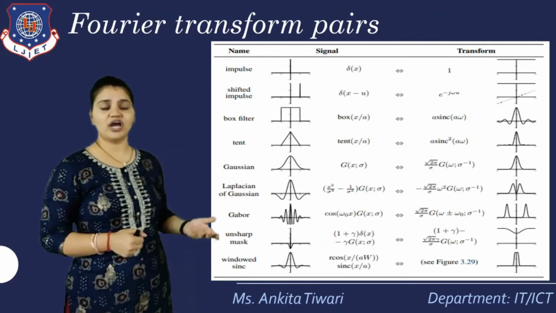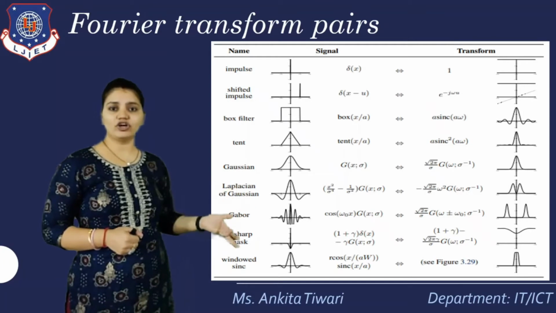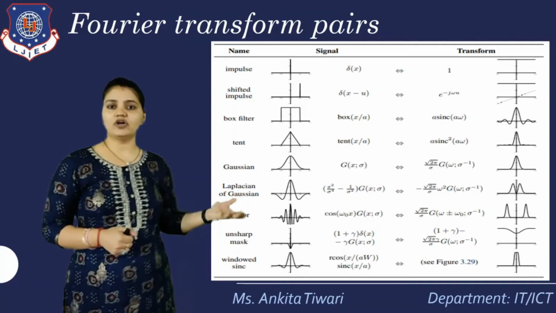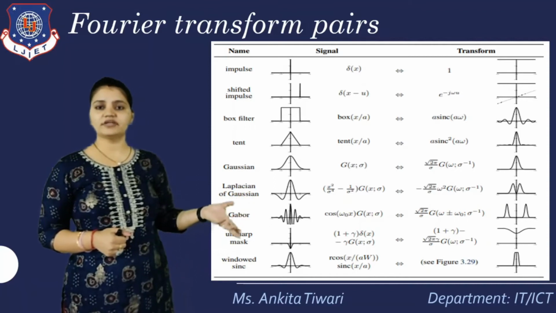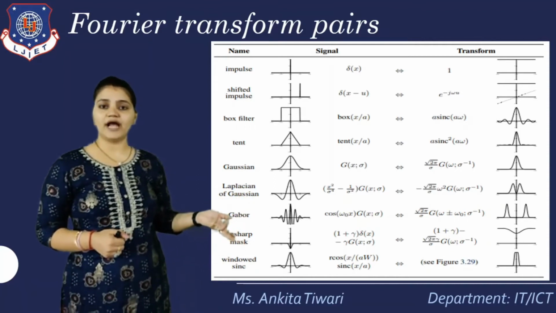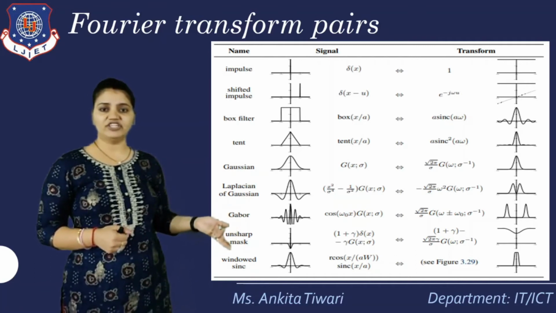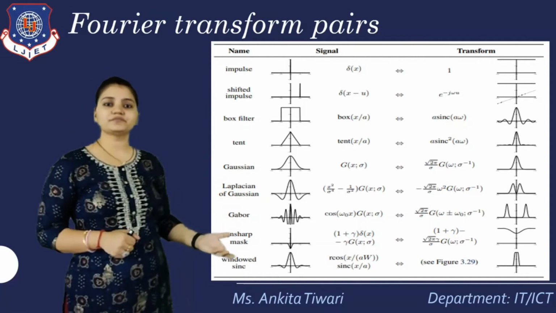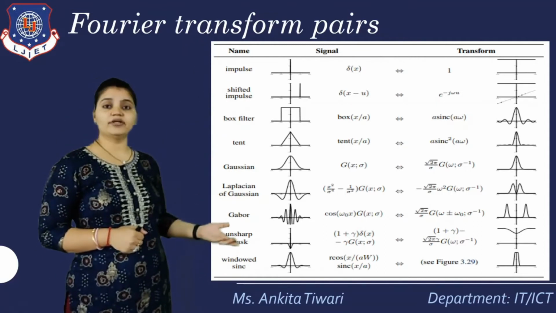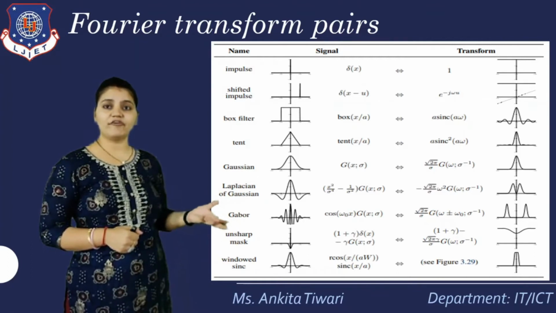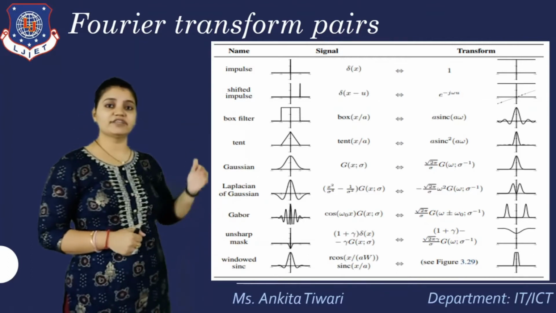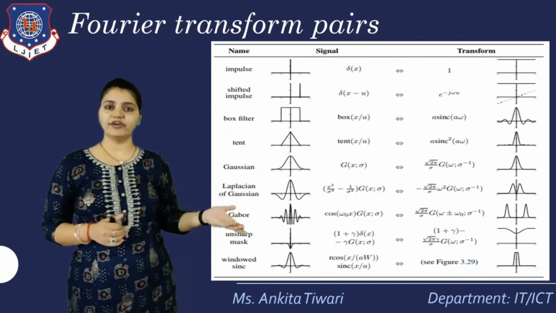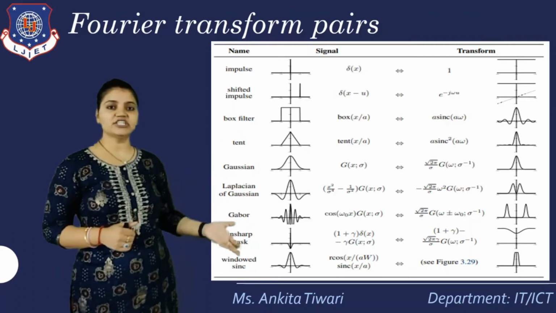Then we also have the unsharp mask with respect to delta and the Gaussian function. We also have the windowed sinc function, that is r cos theta, with theta in the form of x upon a w, and the sinc function of x upon a. So we have these many figures, these many tables, and these many properties of the Fourier transformation that we can use with respect to signals and transforms. This is the same table that is given in your standard book, and it is defined with each and every function.